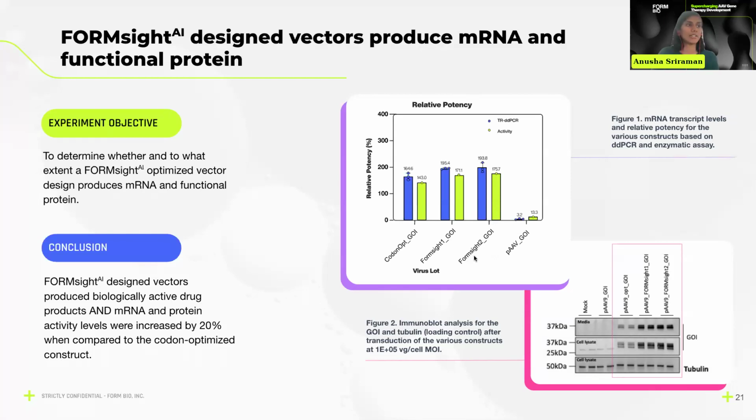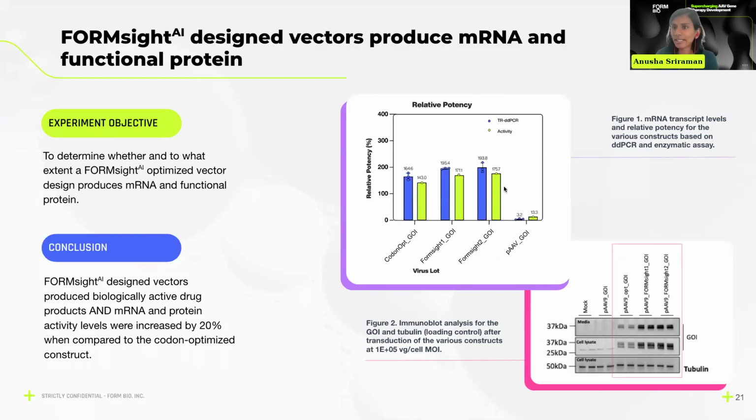We see that the FORMsite design vectors are able to express mRNA well. This is an open source codon optimized construct. What we actually see is that the FORMsite designed vectors are expressing about 20% better than the open source codon optimized construct. When we take a look at the protein expression, we see that the FORMsite design vectors are expressing very well.